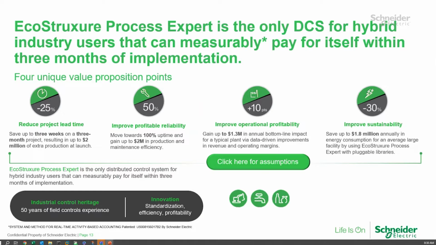So this is the only DCS for hybrid industry users. What does that mean? Hybrid industries are not pure discrete, machine control essentially. They're not pure process like a refinery. They're the bulk of the applications and industries that sit in between those two extremes. And so the unique value propositions that we have are reducing the project lead time. And I hear this over and over again, that the amount of engineering time is reduced by 20 to 30% typically on projects, even on first projects and system integrators.